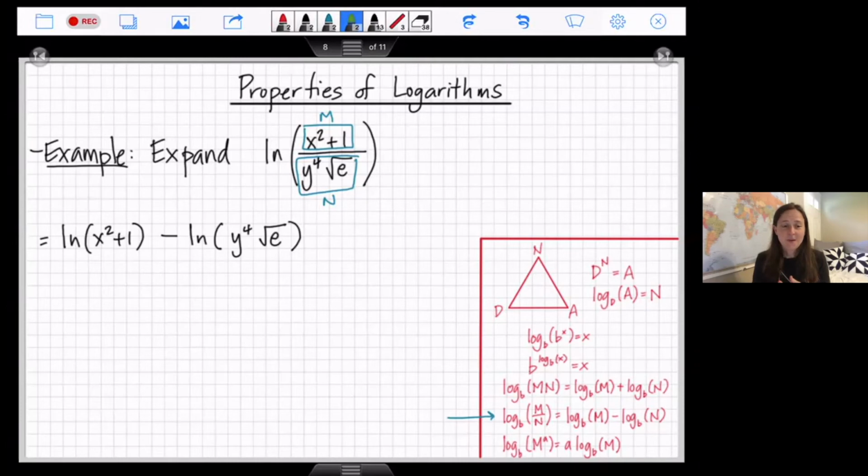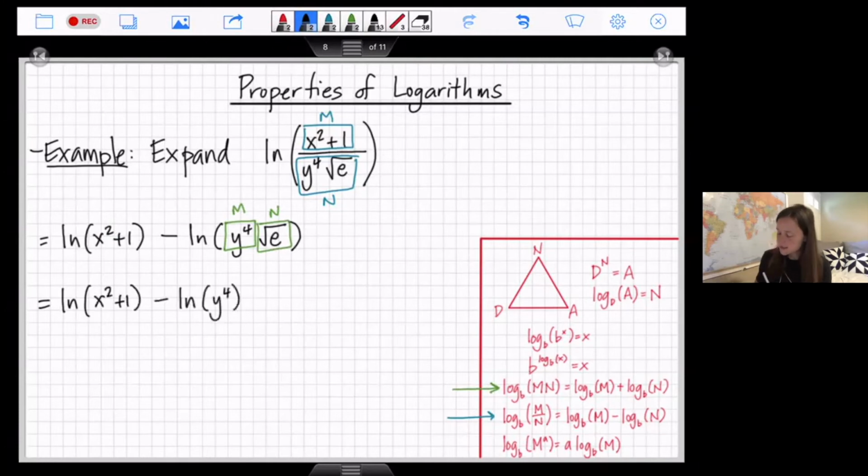All right, so this one, natural log of y to the 4th times root e, this is back to this top property here, where I've got natural log of m times n. So I'm going to distribute that logarithm to both of those. And since it's multiplication, I'm distributing with addition.